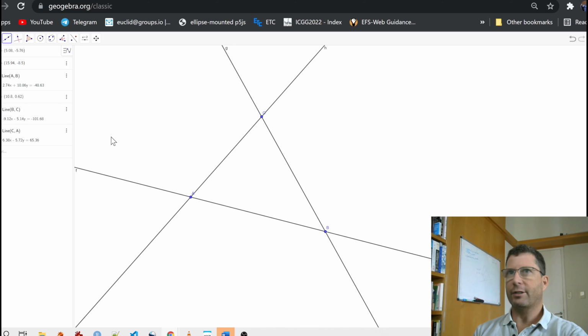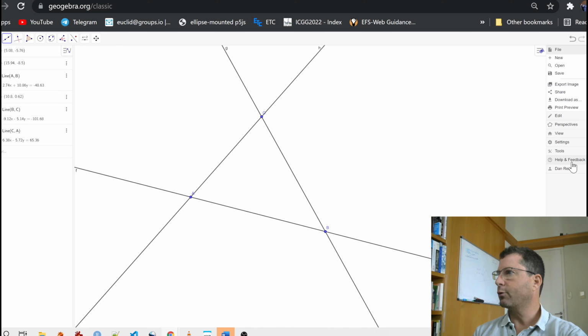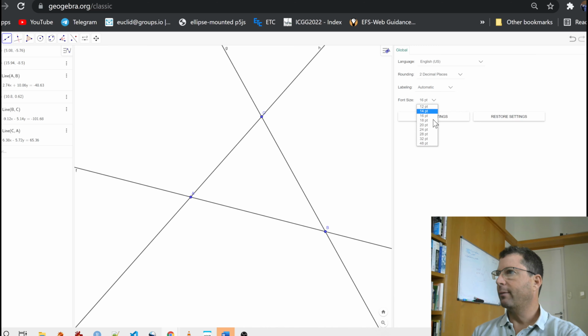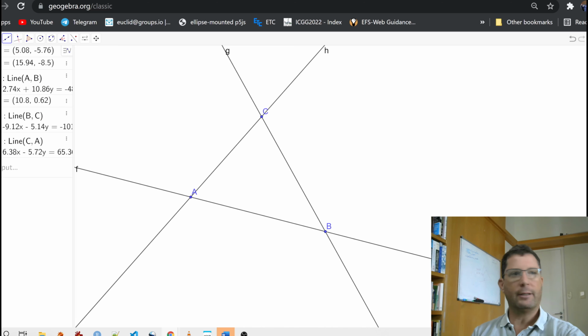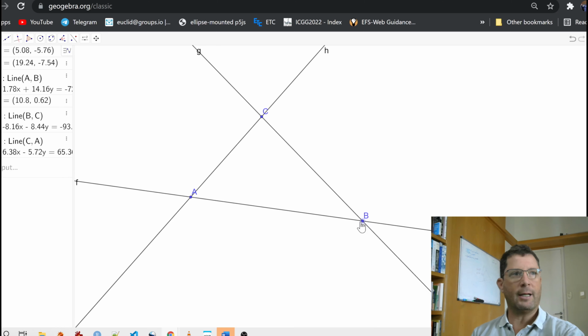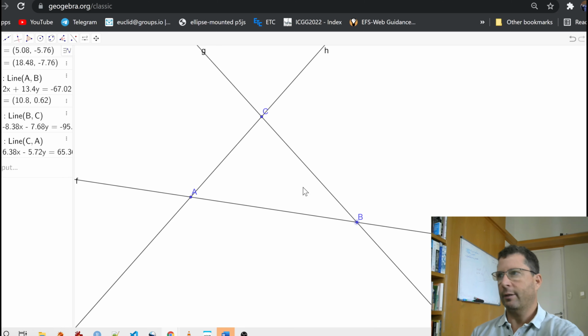I have here vertex A, so let's make these labels bigger so that everybody can see them. I'm going to make them 32 point. I think it's better. So I have this general set of three lines defining a triangle in their interior, and let's go ahead and do the MathWorld construction for the first Apollonius point.